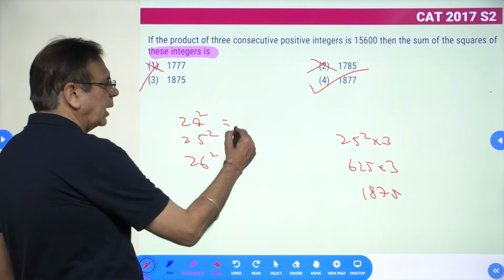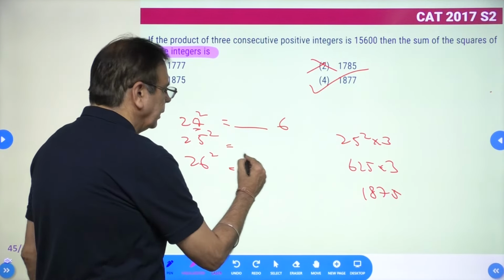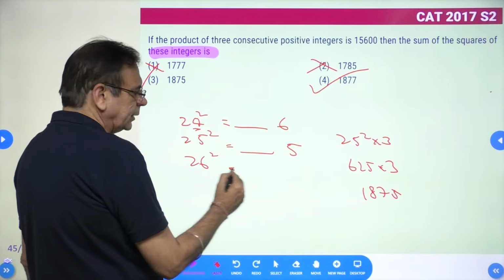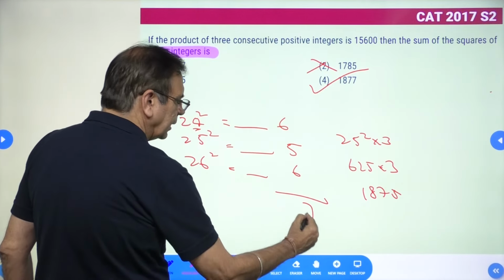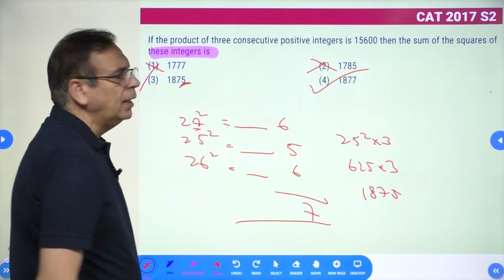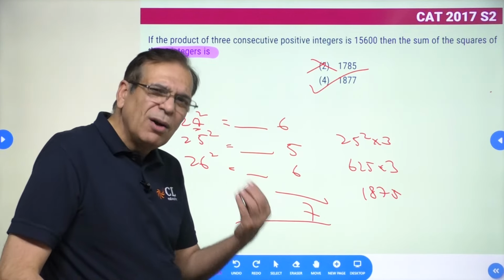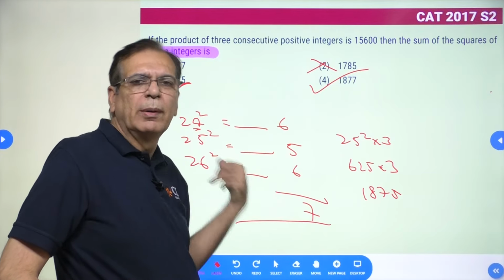Again, what you can also look at is the unit digit of this number, 24 square: 6. Unit digit of 25 square: 5. Unit digit of 26 square: 6. 6 plus 6 is 12, and 5 makes 17. The unit digit of my answer has to be 7. So 1875 cannot be the right answer. Use any of these, but please approximate, please eliminate choices. Don't look at solving the equation.